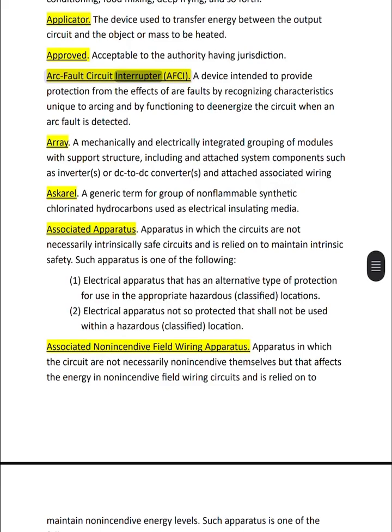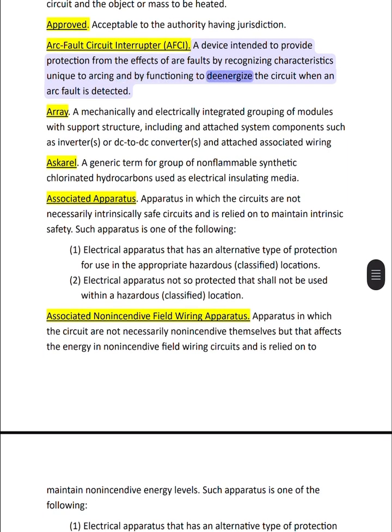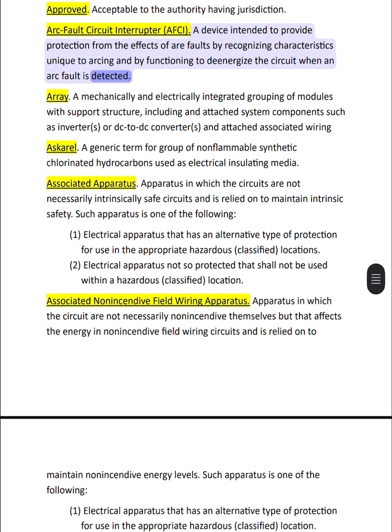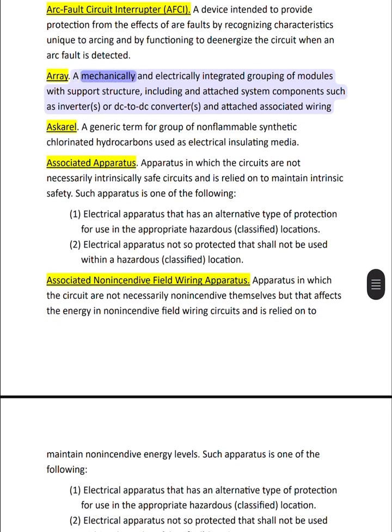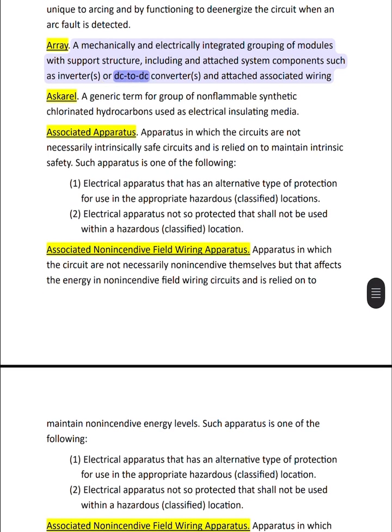Arc-fault circuit interrupter, AFCI: a device intended to provide protection from the effects of arc faults by recognizing characteristics unique to arcing and by functioning to de-energize the circuit when an arc fault is detected. Array: a mechanically and electrically integrated grouping of modules with support structure, including any attached system components such as inverter(s) or DC-to-DC converter(s) and attached associated wiring.